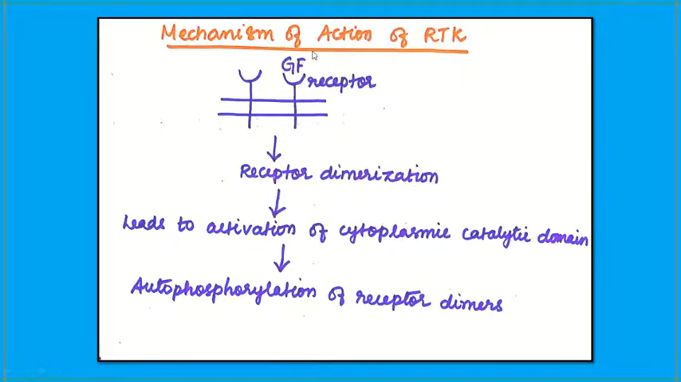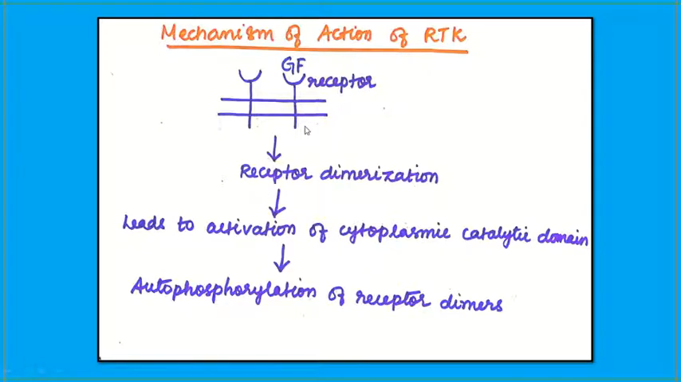The mechanism of action of receptor tyrosine kinase: the growth factor, or any ligand, will come and bind to the receptor. So ligand binds to the receptor. This is the first step. The second step is dimerization of the receptor. First, the receptor exists in the form of a monomer, but when the ligand comes and binds, the receptors will be dimerized. They will be attached and form dimers.